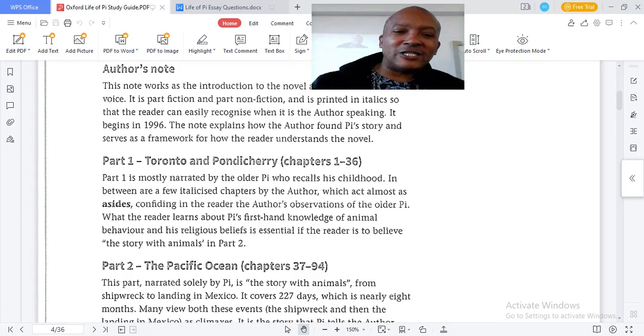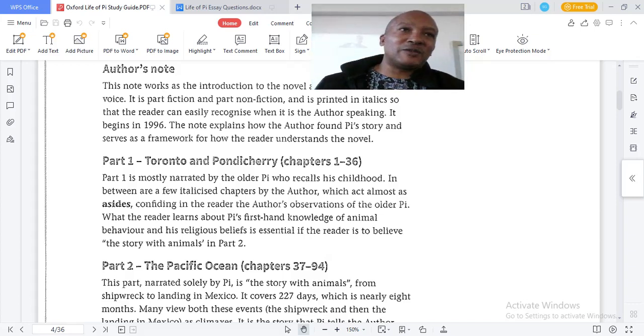Part 1, that's what you can say: Toronto and Pondicherry. That's chapters 1 to 36. Part 1 is mostly narrated by the older Pi, who recalls his childhood. In between are a few italicized chapters by the author, which act almost as asides, confiding in the reader the author's observations of the older Pi. So he's reflecting really.